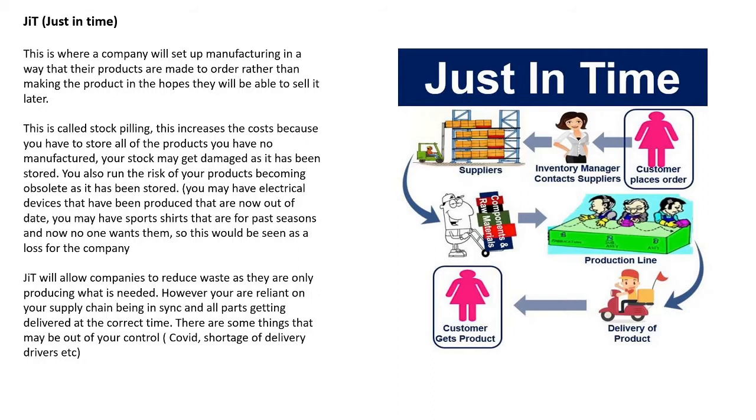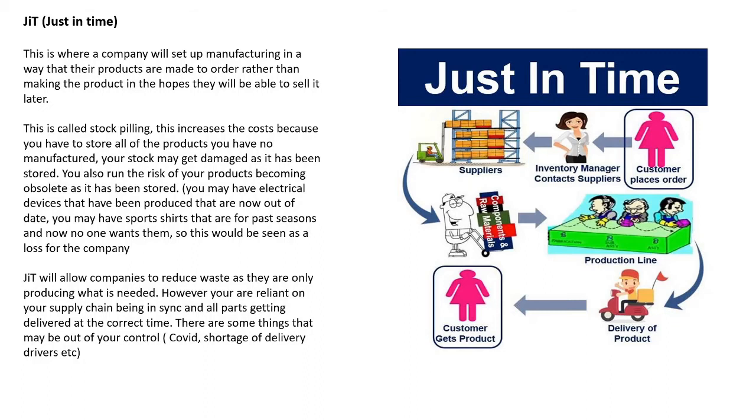Just in time is the idea that they'll only manufacture it once it's been ordered. So rather than having a stockpile of products, they only start to make it once they know it's going to be sold. The benefit of that is that you don't have to start paying for storage. You don't have to buy more warehouse space to store everything. What can happen if you're storing things for too long is it can become obsolete.